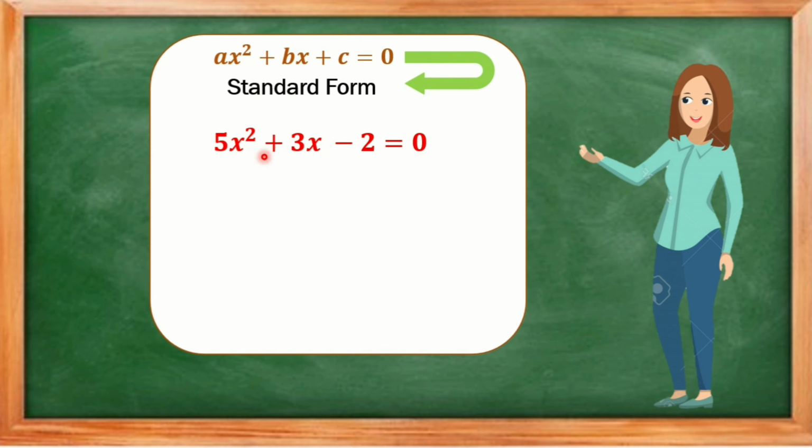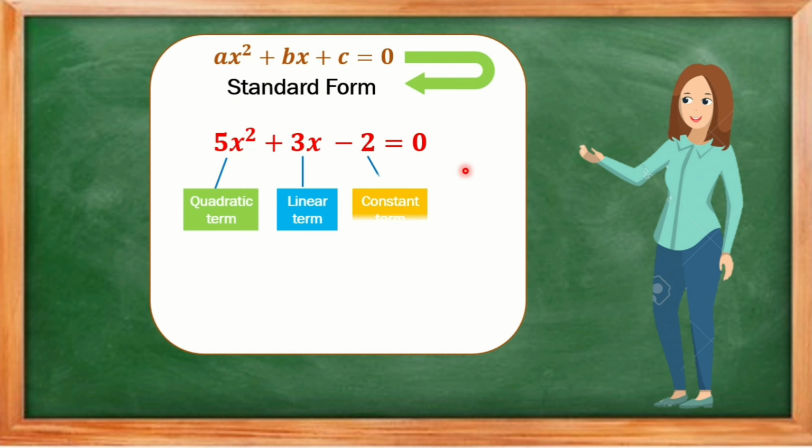Alamin natin ang tawag sa bawat term sa ating quadratic equation. Simulan natin sa unang term which is yung 5x squared. Ang 5x squared, ito yung tinatawag na quadratic term, dahil ang term na ito ay nasa second degree or may exponent ito na 2. Ang 3x naman ay tinatawag nating linear term, kung saan nasa first degree or may exponent itong 1. At ang pangatlong term naman, which is yung negative 2, ay ang tinatawag na constant term, kung saan makikita dito ang ating constant number or fixed value. Wala tayong makikitang variable or x sa constant term.